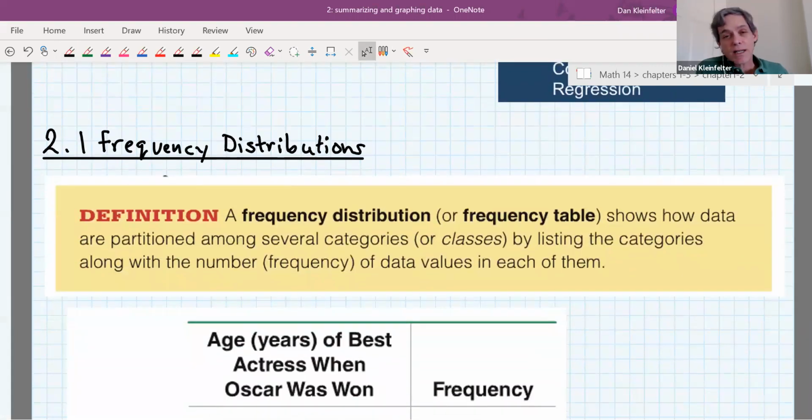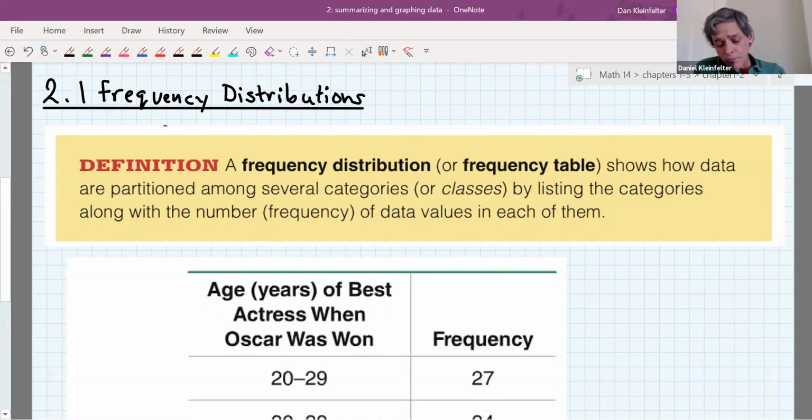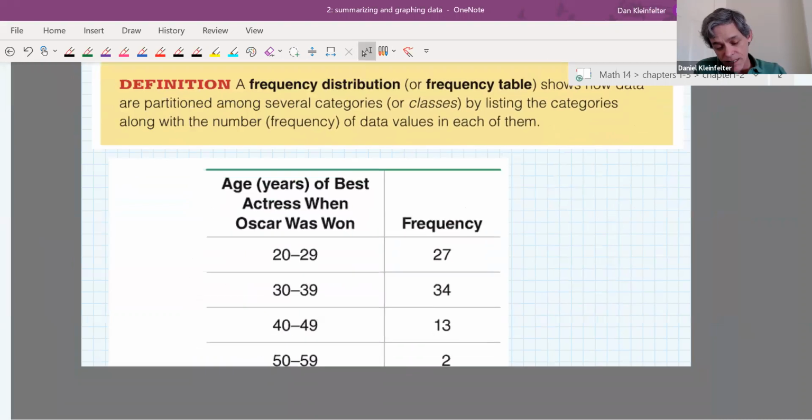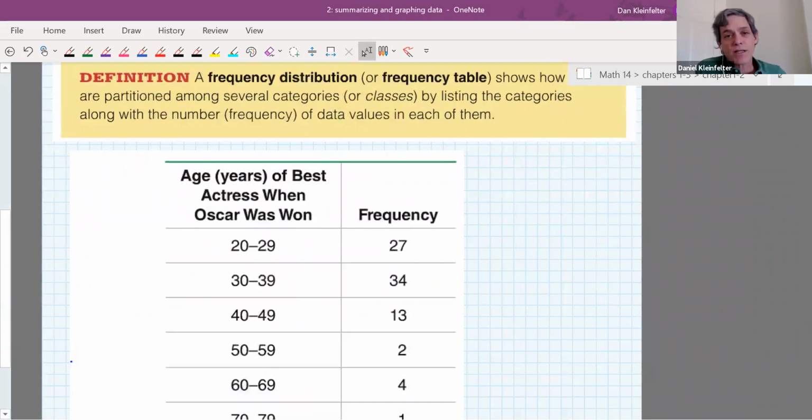So where we'll start is with a definition and then an example. So a frequency distribution, also called a frequency table, shows how data are partitioned or grouped into several categories, sometimes called classes, by listing the categories along with the number or frequency of data values belonging to each class. So it's easy to see by example what it is that a frequency distribution is talking about.